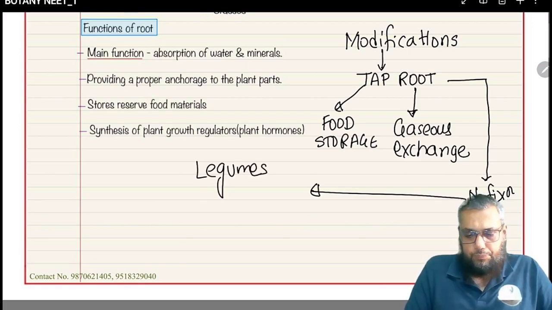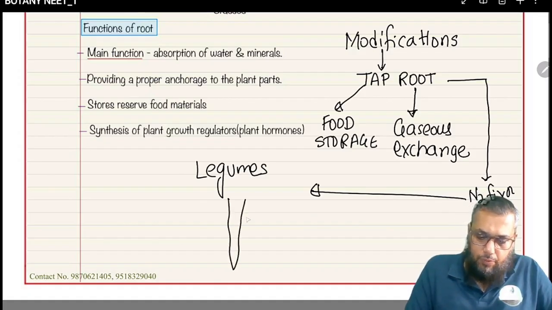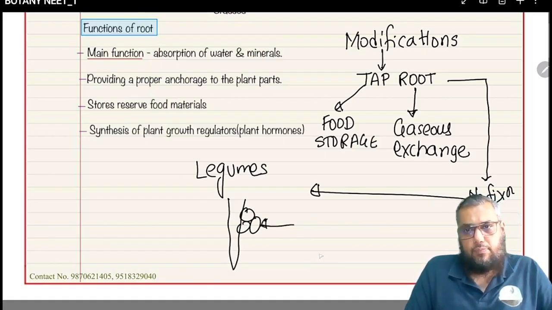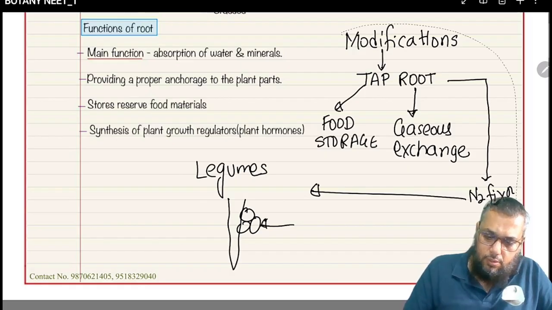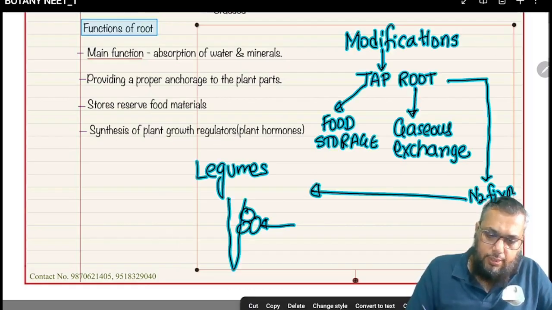These legumes show the presence of a taproot with nodules. And these nodules have nitrogen fixing bacteria. So that helps in nitrogen fixation. So this is a quick recap of the modifications of our taproot for different functions.